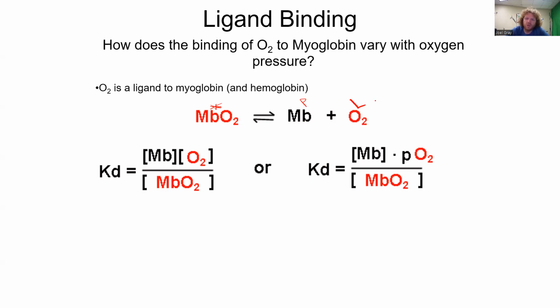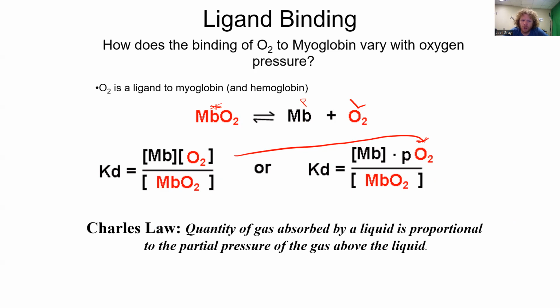So one of the things that's important before I show you the graph is looking at this right here. That PO2, that is because oxygen is going to be a gas. And so we can use, I believe it's Charles's law, to look at the quantity of gas instead of the concentration of a gas. So we're looking at the quantity by looking at the partial pressure of that gas. Charles's law says that the quantity of gas absorbed by a liquid is proportional to the partial pressure of the gas above that liquid.